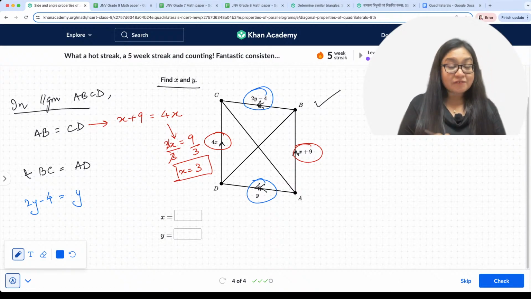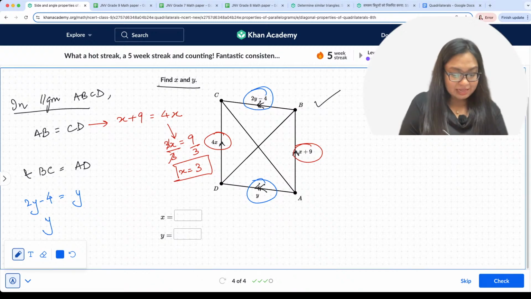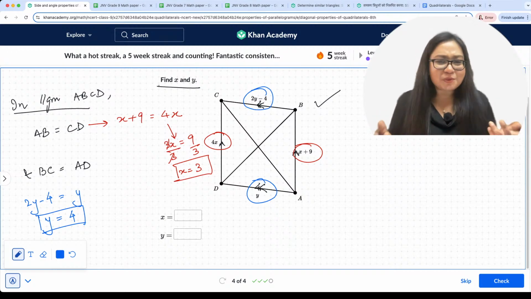2y minus y, y को RHS से LHS में ले आएंगे तो हमारे पास आ जाएगा y, that is equal to 4, and this is the value. X equal to 3, y equal to 4, different values आ चुकी है हमारे पास, and that's what we wanted.